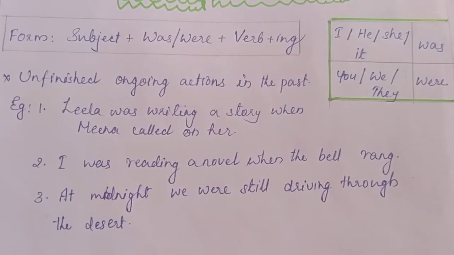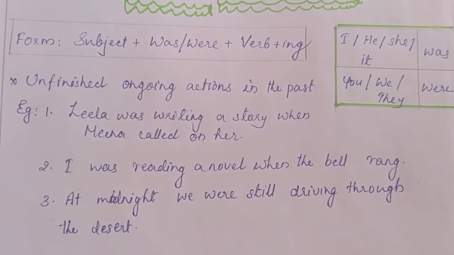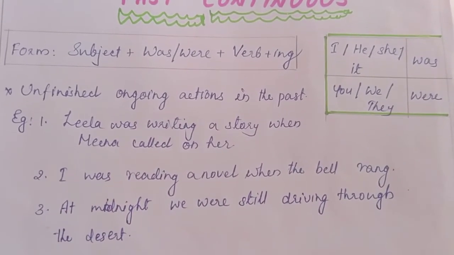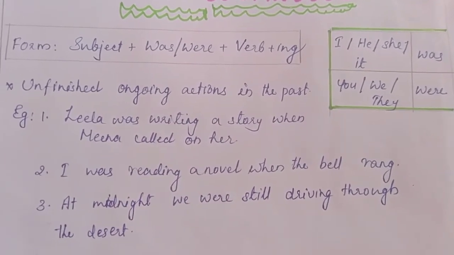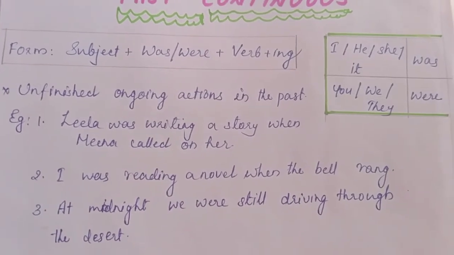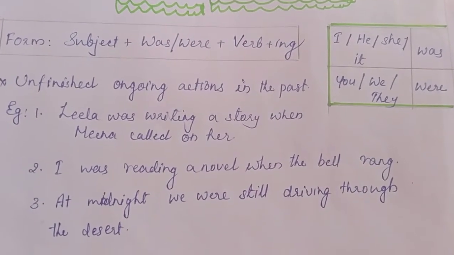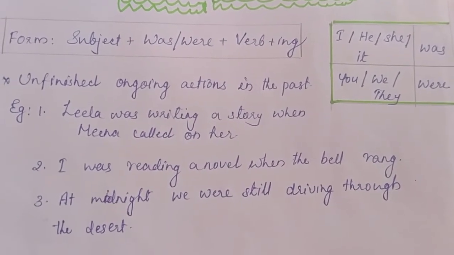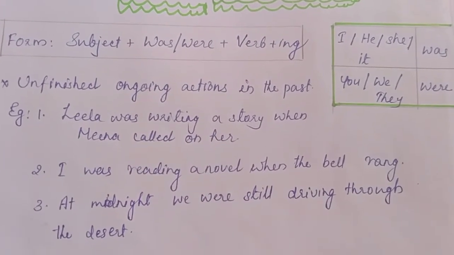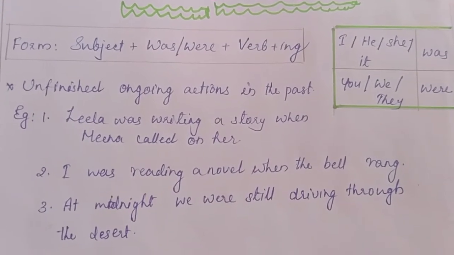See, here two actions you can see. Meena called on her. Leela was writing. Two actions were in the past. One action will be longer than the other one. Example: Meena called on her. That is one action. Meena visited her, but at that time another action was continuing. Which action? Leela was writing. See, unfinished ongoing actions in the past.